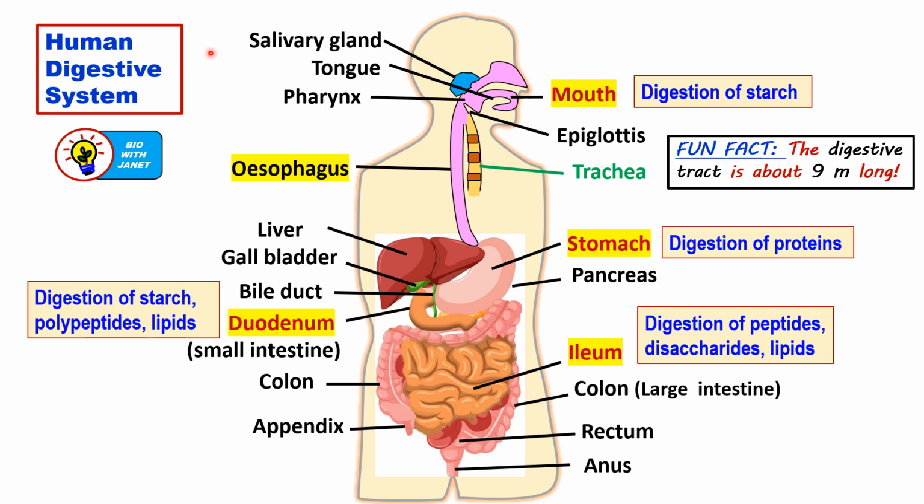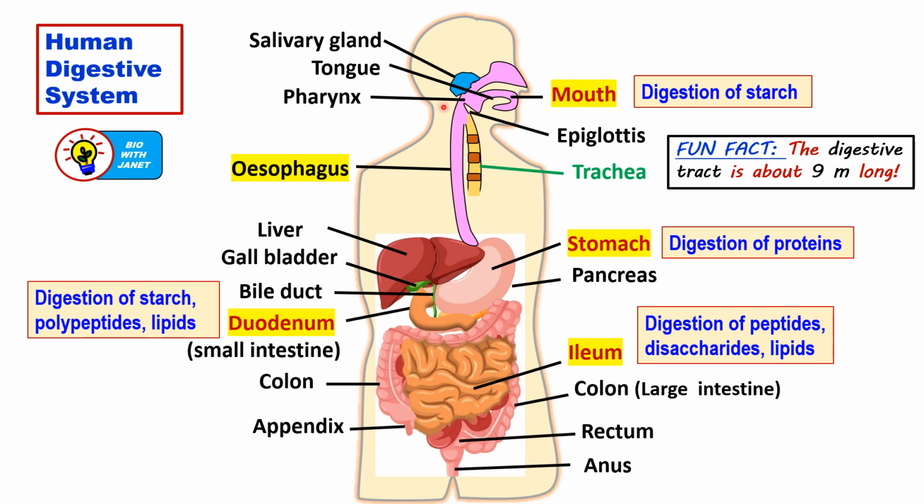Right, so the human digestive system consists of many organs that are involved in the process of digestion and breakdown of food. Starting with the mouth. The mouth is the site where the digestion of starch by amylase occurs. So salivary glands are found which produce the saliva that contains the amylase. Okay, so they are found around the mouth region.